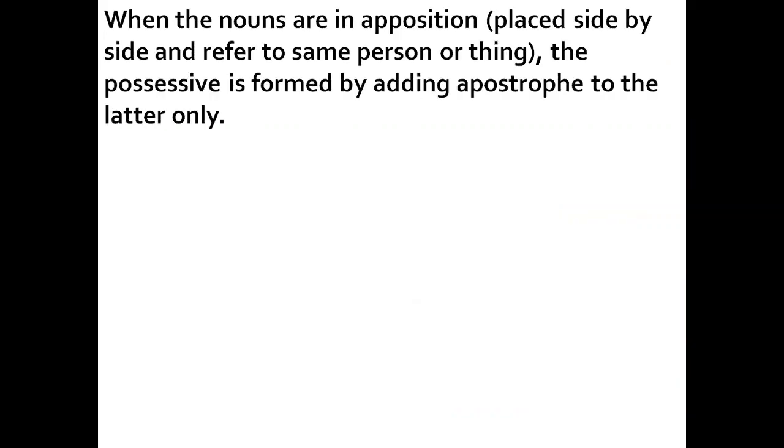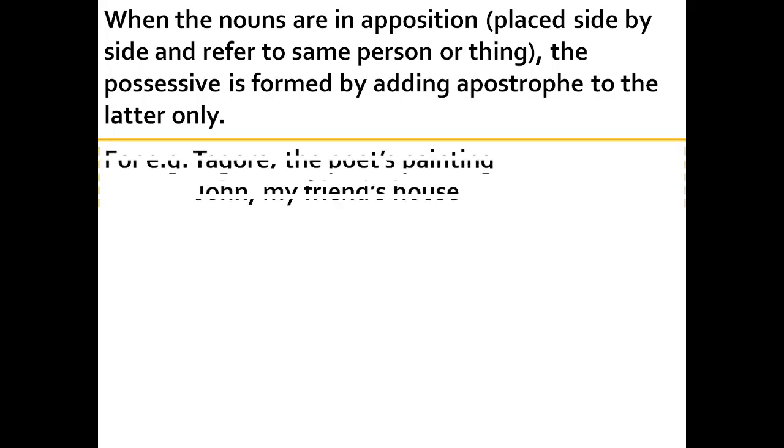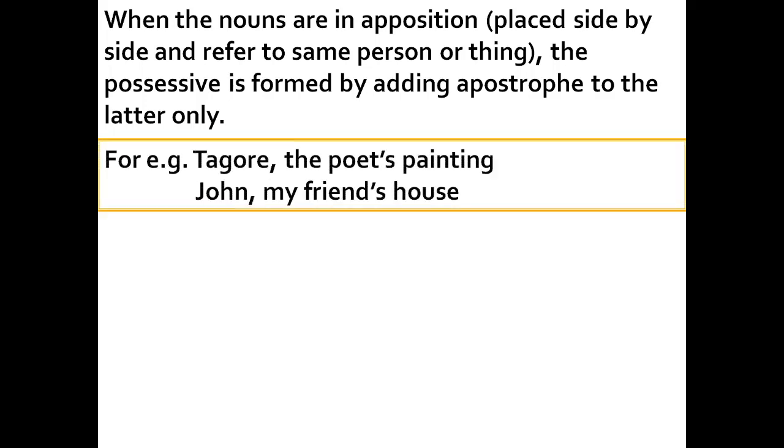When the nouns are in apposition, that is placed side by side and refer to the same person or thing, the possessive is formed by adding apostrophe S to the latter only. For example, Tagore, the poet's painting, John, my friend's house.